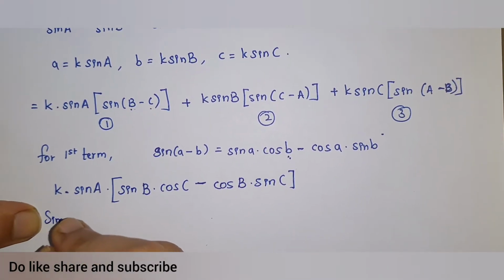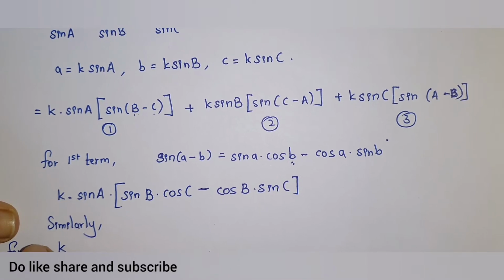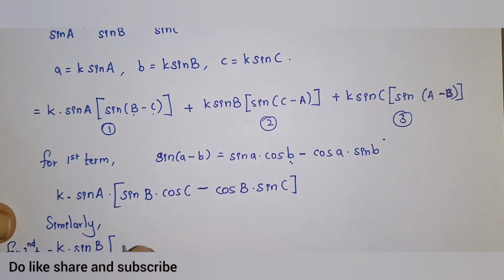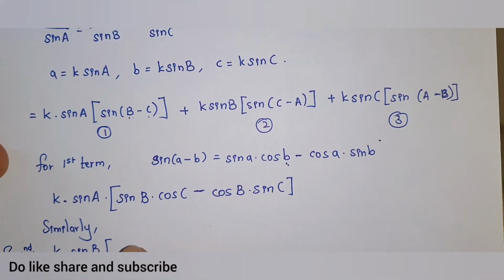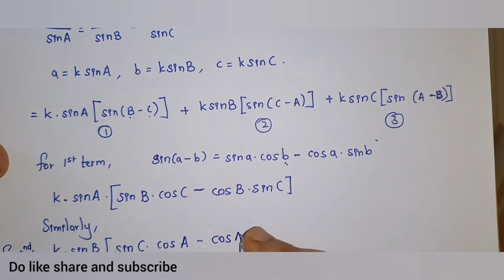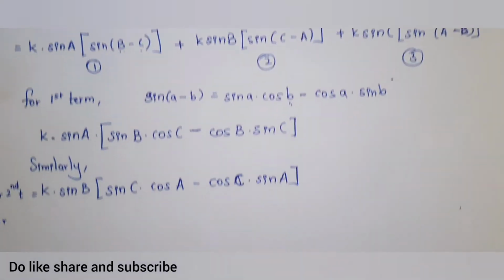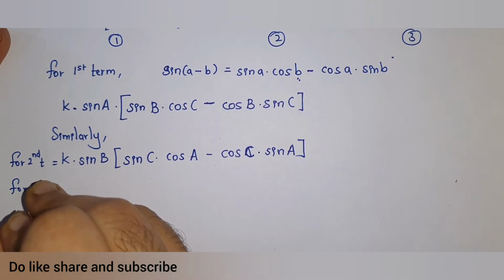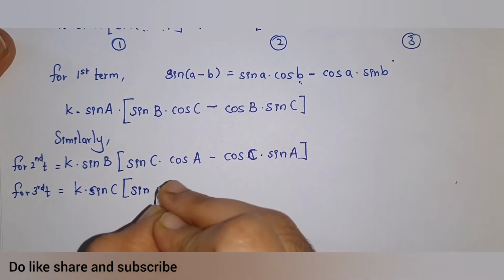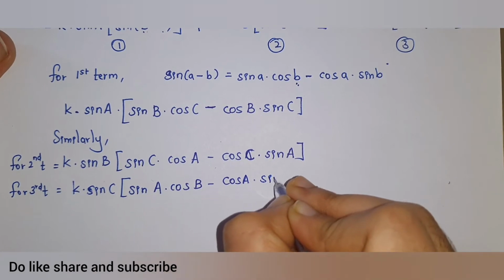Now similarly for the other terms. For term number 2, k into sine of B into sine of (C minus A), therefore sine C into cos of A minus cos of C into sine of A. For the third term, that is equal to k into sine of C into bracket sine of A into cos of B minus cos of A into sine of B.